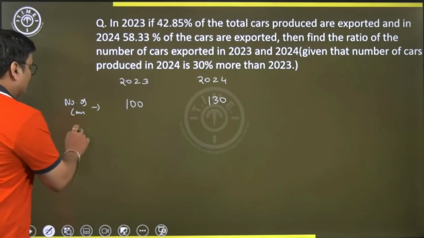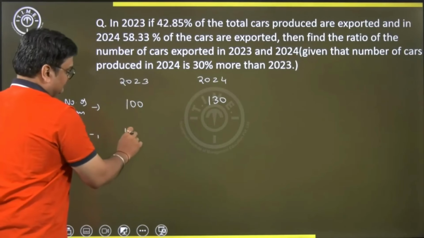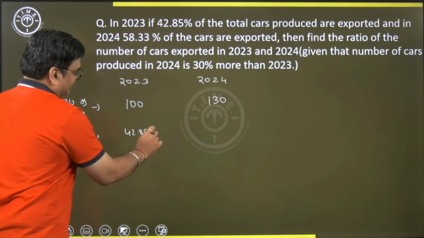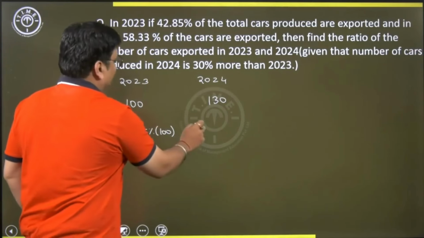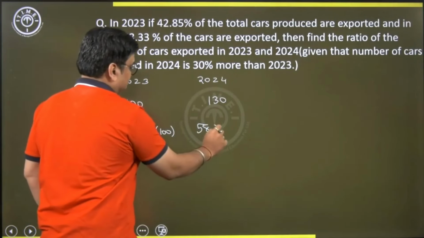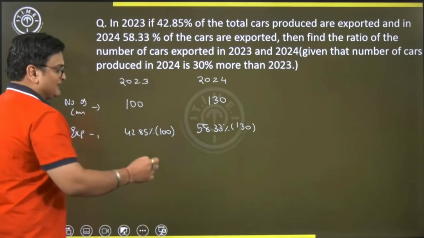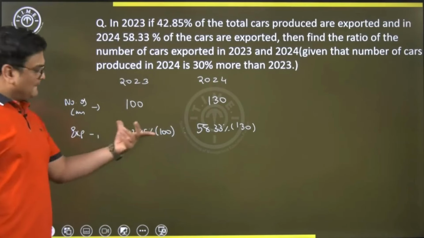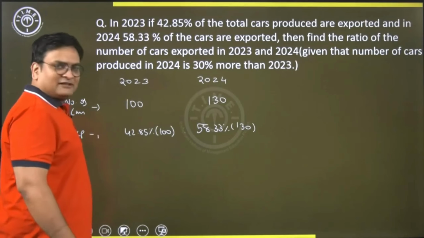Now how many cars are exported here? It is 42.85% of 100. And here it is 58.33% of 100, of 130, sorry. And now he's asking us the ratio of these two. So can I say my answer? If you try to do it this way, it would be such a complicated task.